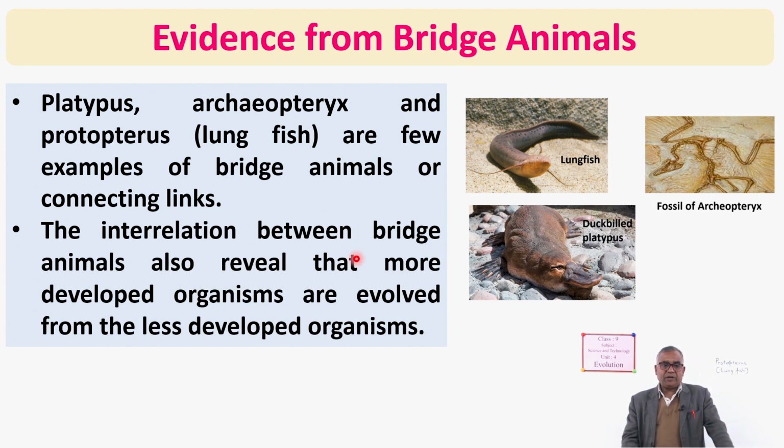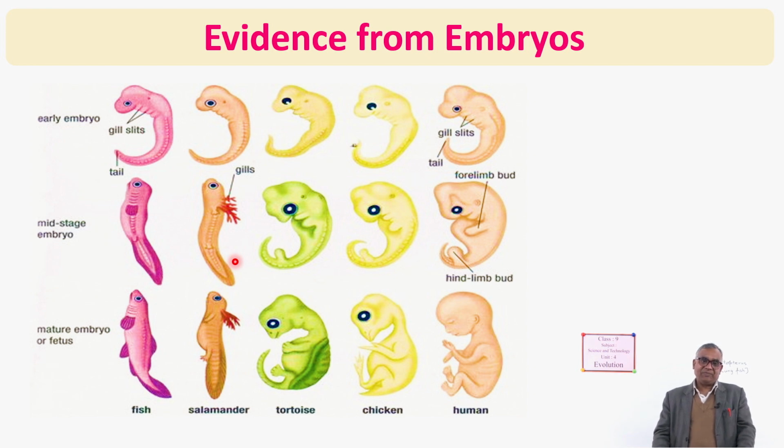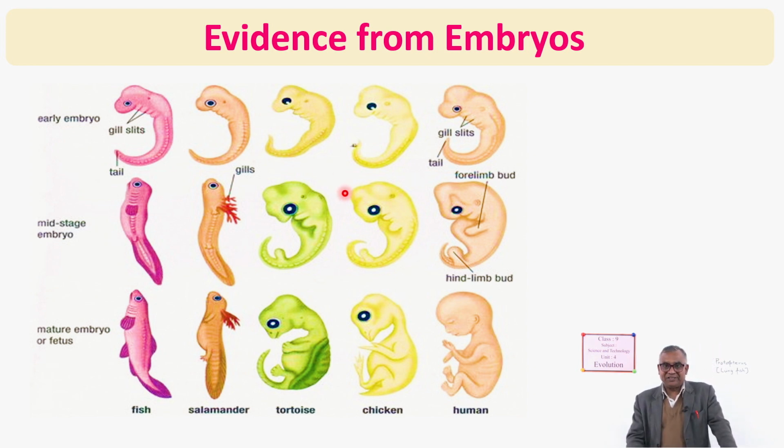The interrelation between bridge animals also reveals that more developed organisms are evolved from the less developed. As lungfish, fish to what? Amphibian, isn't it? Then platypus, birds to mammal. Then Archaeopteryx, birds to reptiles, isn't it? So in this way, they also give evidence of evolution. Now we are going to do the last evidence, that is evidence from embryos.